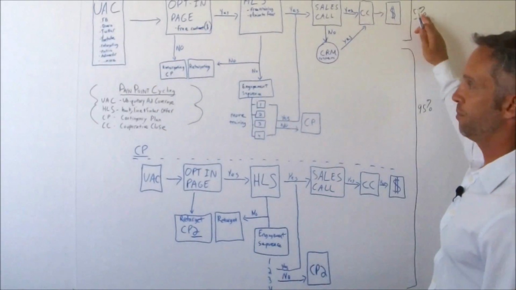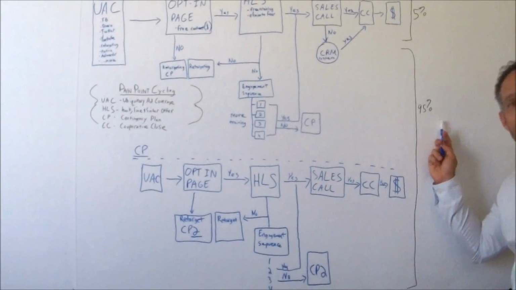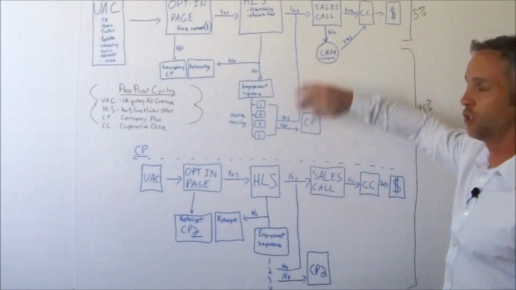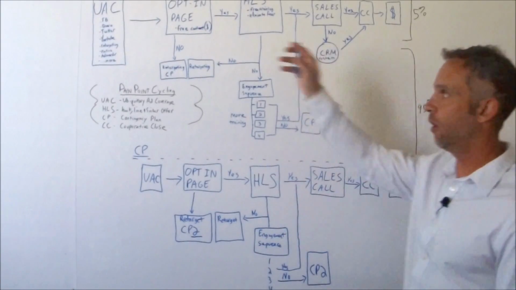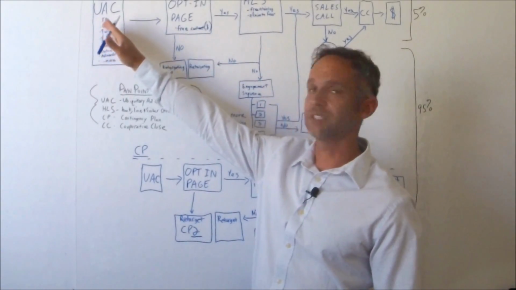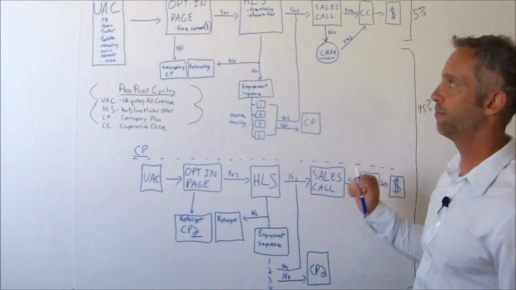All of this represents 5%, okay? So 95% here is your fortune. That's in the follow-up. You spend all this time and money to get them into the system. You're going to want to follow up with the 95%.